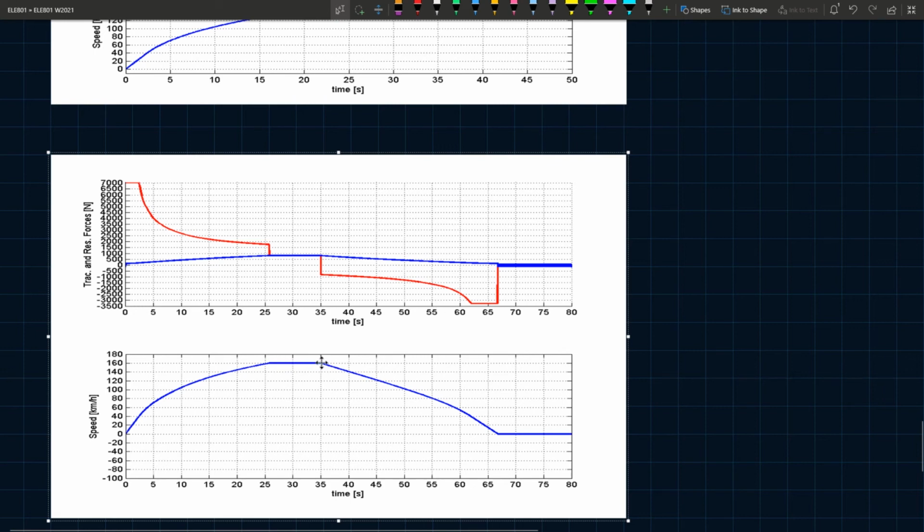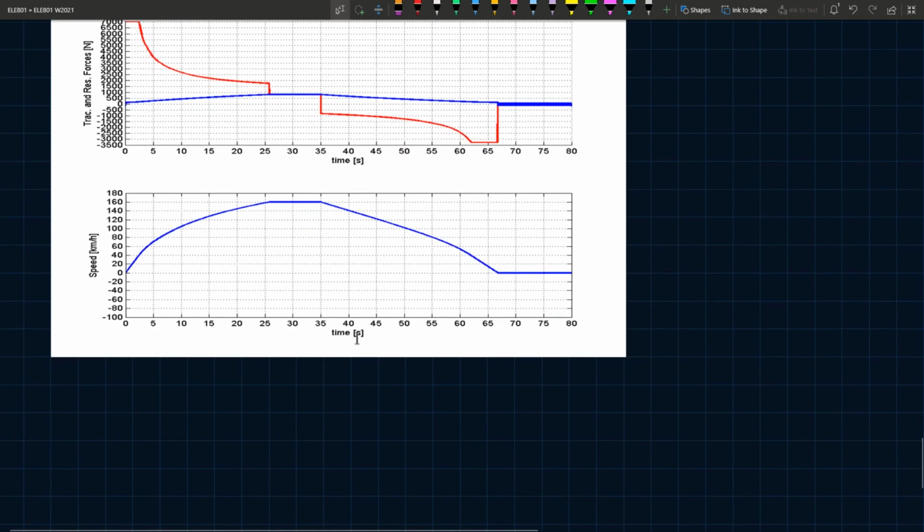Then at 35, you're like, okay, you know what? This is too fast for me. I want to slow down. Or, you know what? I'm getting off of the highway. I need to slow down because I can't be going this fast on small streets. Because some people do. I don't know. In any case, I don't recommend you driving at 160 kilometers an hour unless it's legal. If it's legal, go for it. If it's not, please don't.